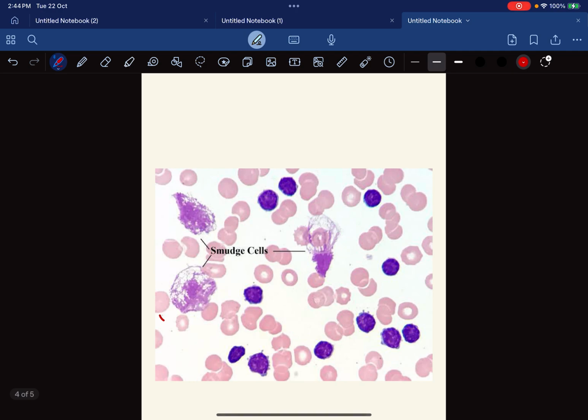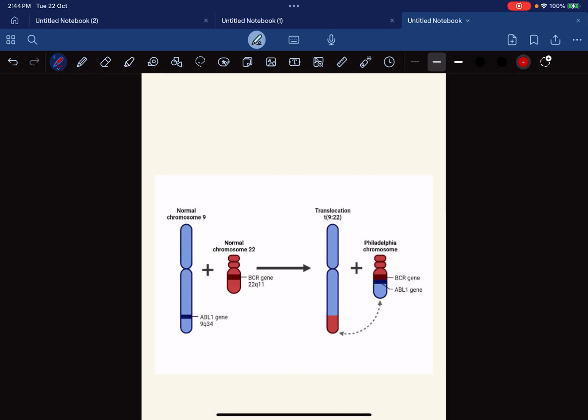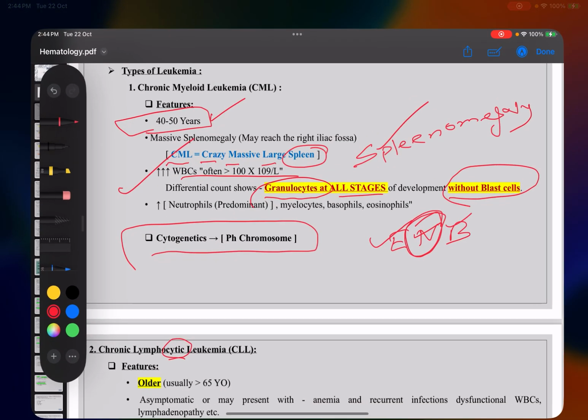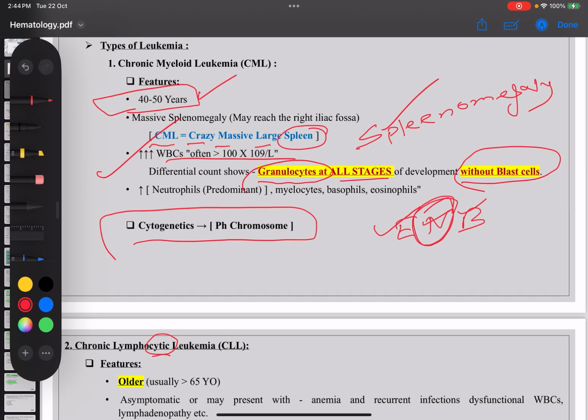Let's just move on to the Philadelphia chromosome. This is our normal chromosome 9 and this is our normal chromosome number 22. There is a translocation of a part of the chromosome. You can see this portion is coming to this side and that portion coming to this side. So there is a translocation of gene and this is called the Philadelphia chromosome. You can find this Philadelphia chromosome in case of CML. This is pathognomonic.